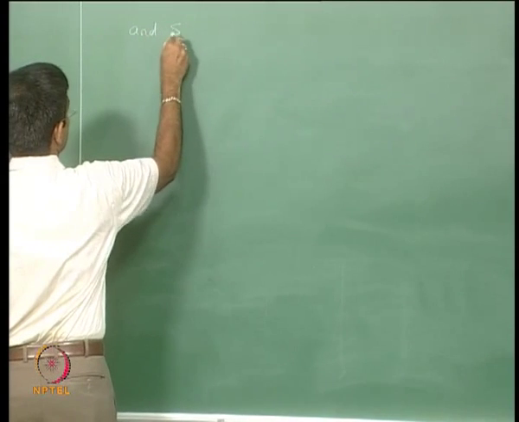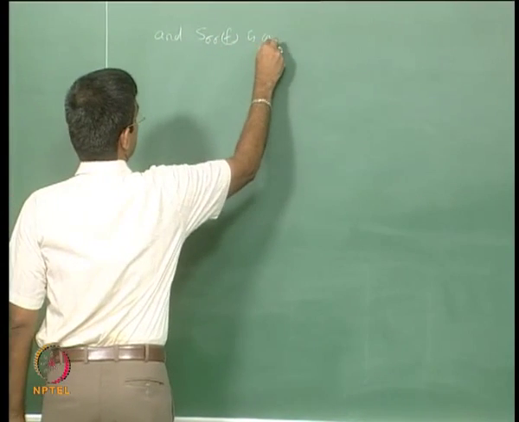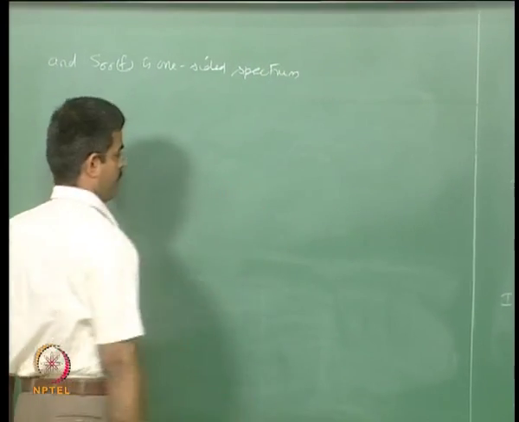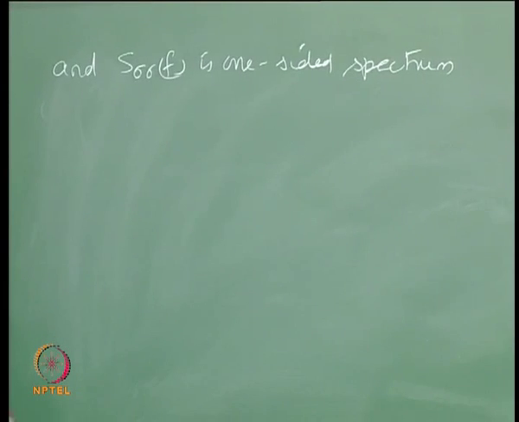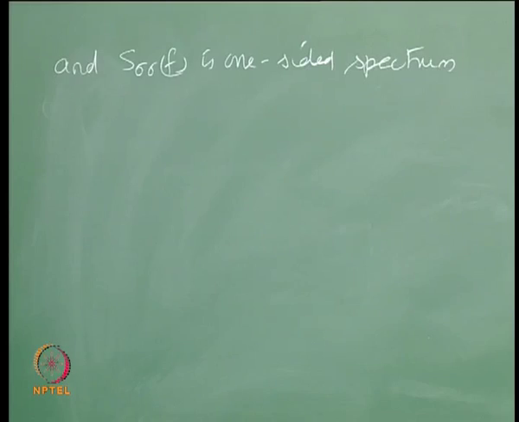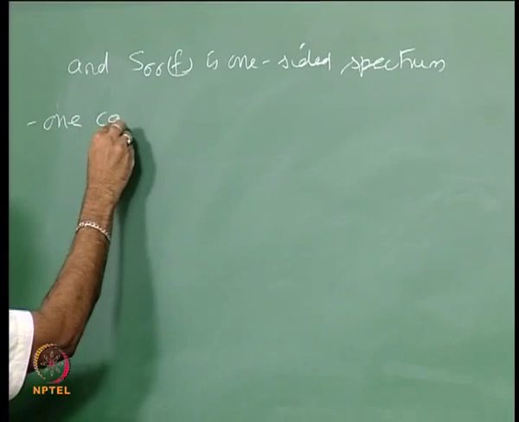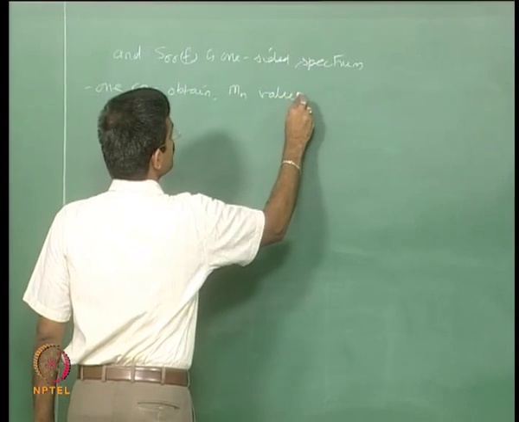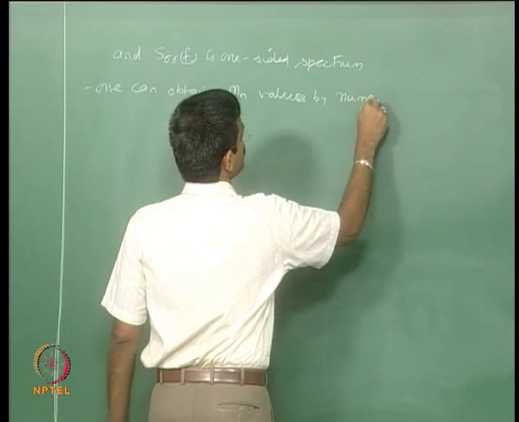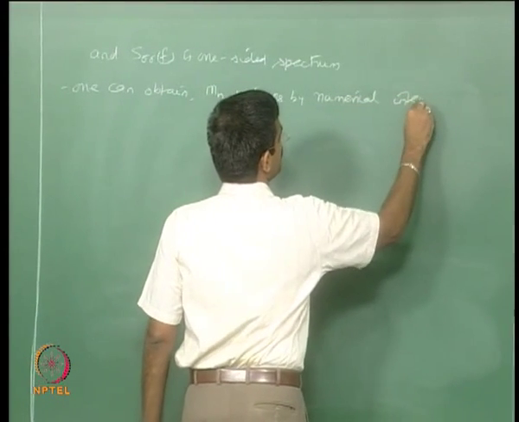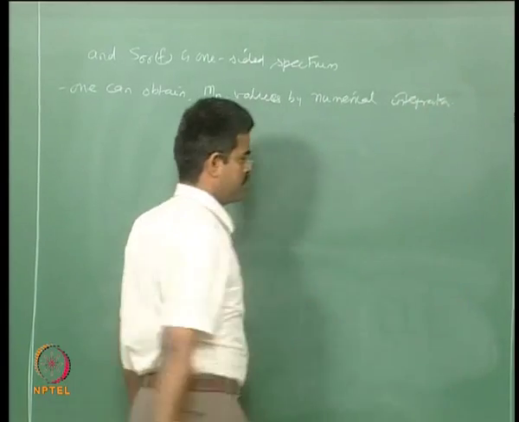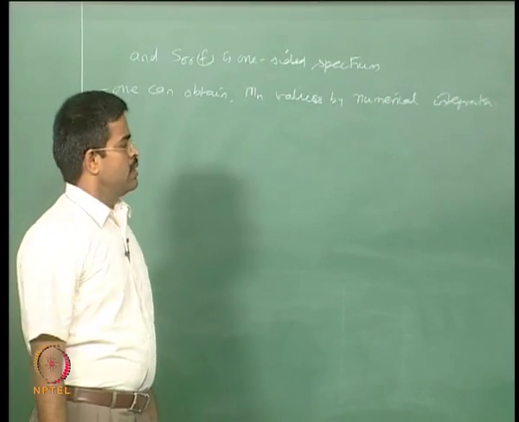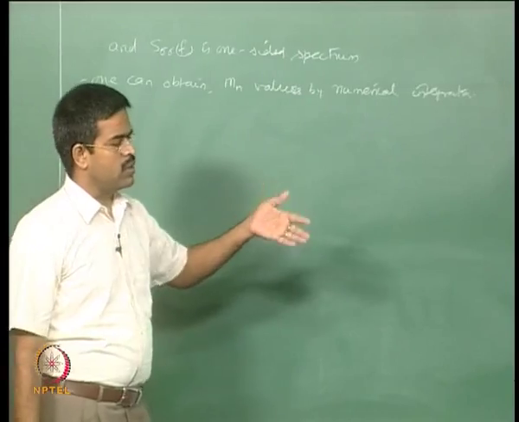And S sigma sigma f is one sided spectrum. Okay? That is why the half is not there. So, one can obtain mn values also by numerical integration. If you are not able to integrate it for a given domain, you can use numerical integration technique and find mn values for n varies from 0, 1, 2, 3, 4 etc.